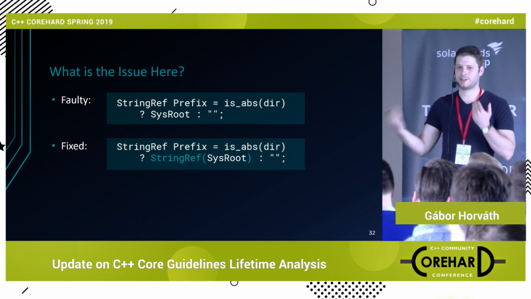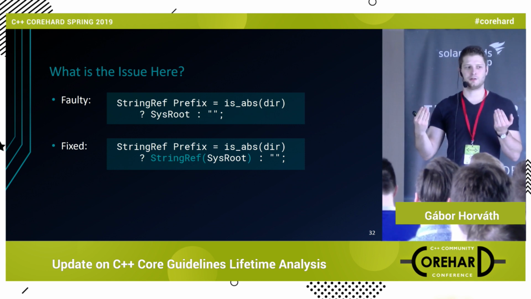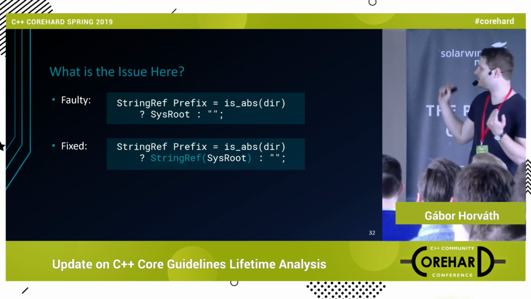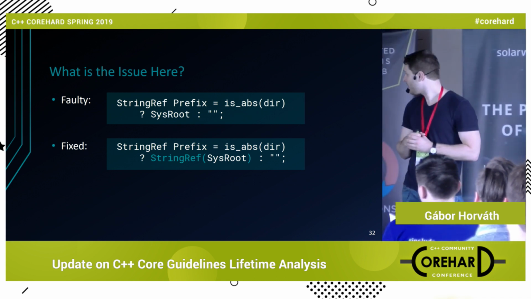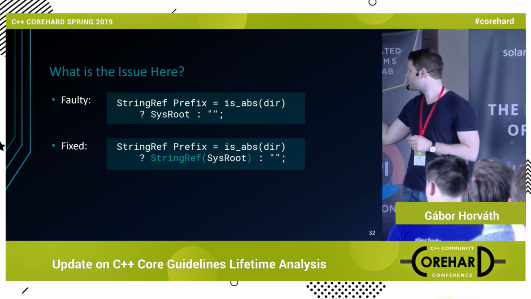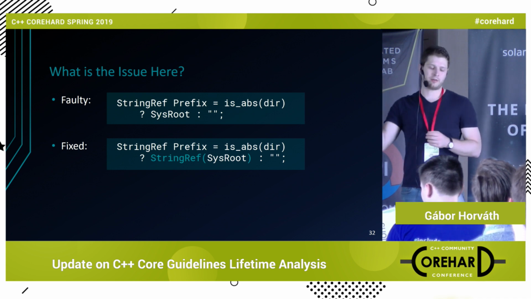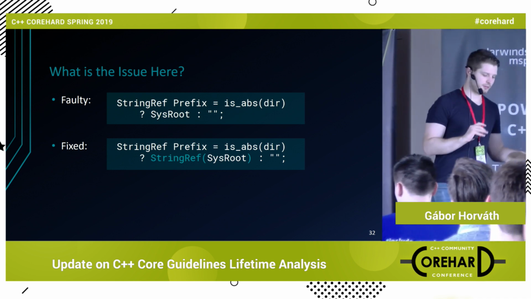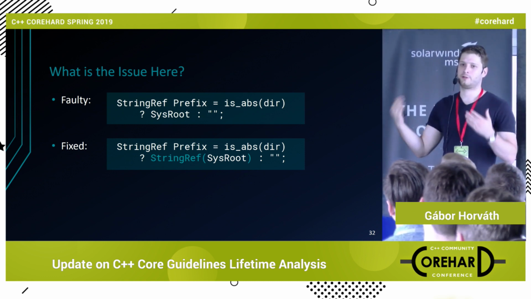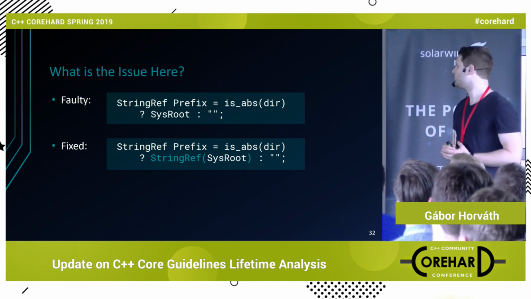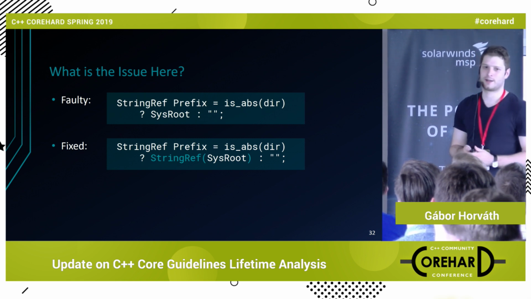And since both branches will be converted to string ref in this case, the string literal will also be converted to a string ref. And prefix will be a copy of either one or the other string ref. So no temporary owner will be created, so no dangling in the fixed example.